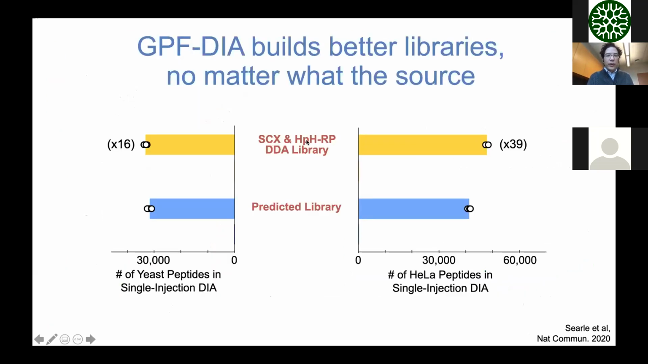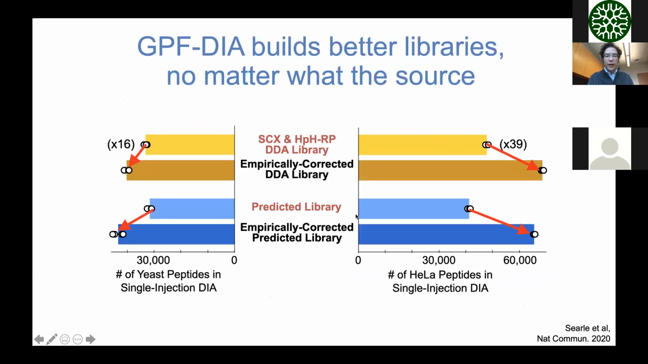So when we look at the deep DDA libraries using SCX or high pH reverse phase versus the predicted libraries, the SCX and high pH reverse phase usually beat our predicted libraries. But if we use this approach to filter those detections using gas phase fractionation, we can actually get about the same results using both types of techniques.